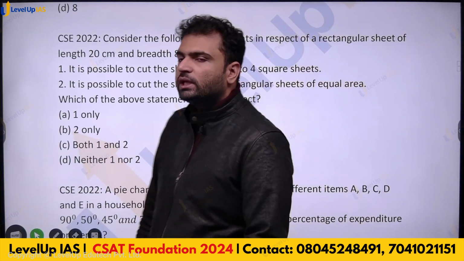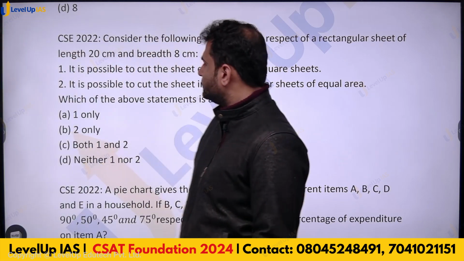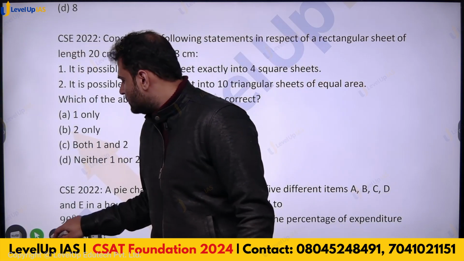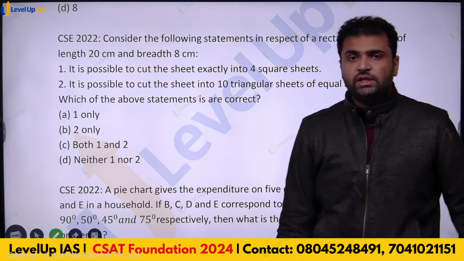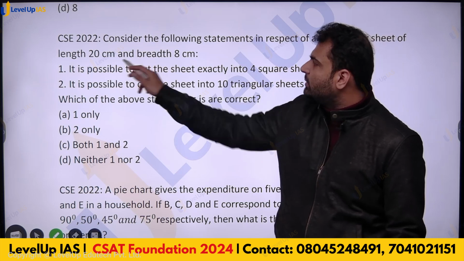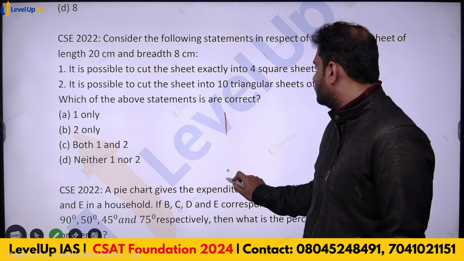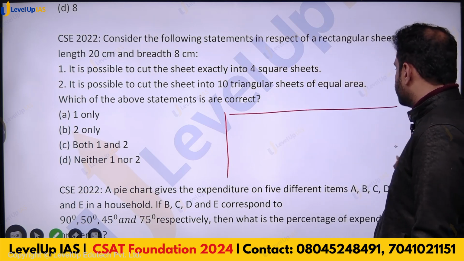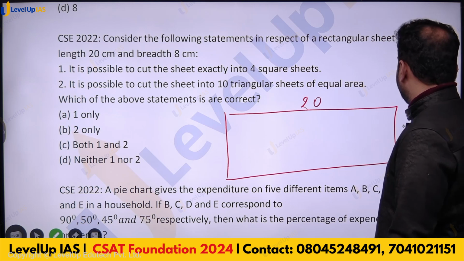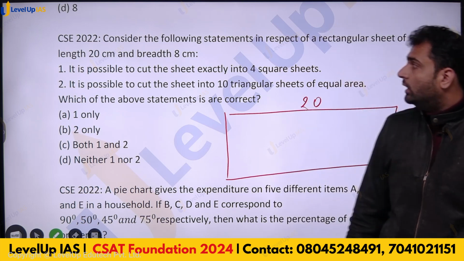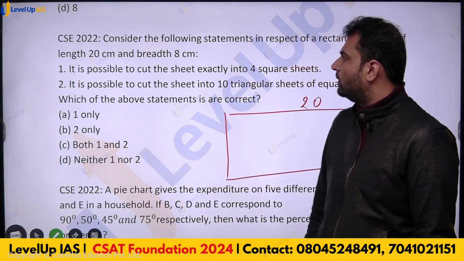This question, more than geometry, is a trial and error kind of question. Let us see. They are saying that we have a rectangular sheet of this size, 20 centimeter length and 8 centimeter breadth. So we have a rectangular sheet like this, 20 in length, 8 in breadth. And then there are 2 statements. Which of them are correct, that we need to find out.